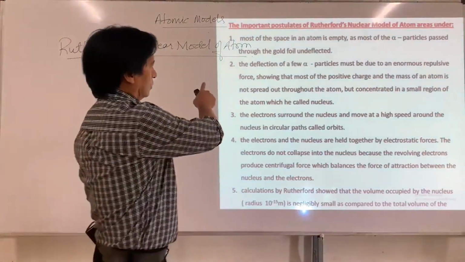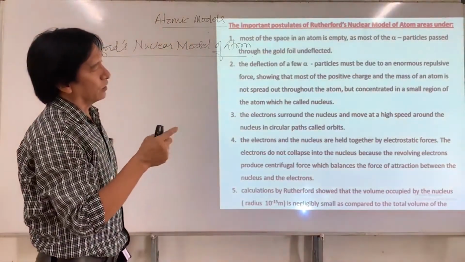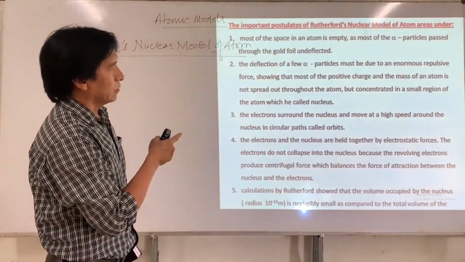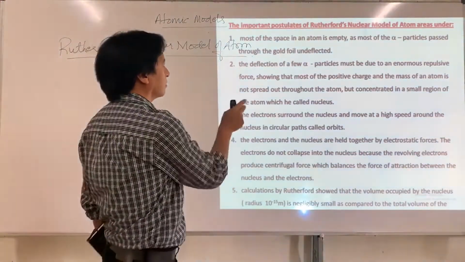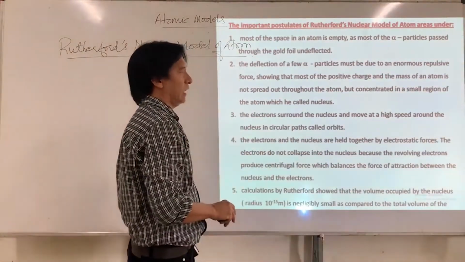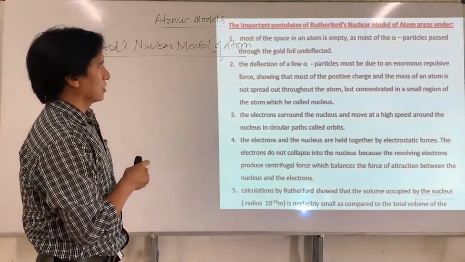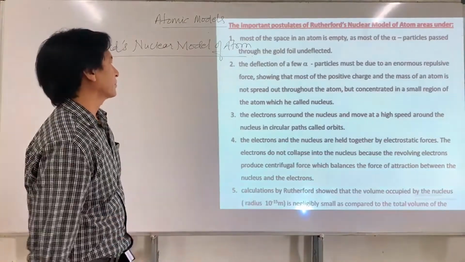The second postulate is, we saw that a few of these alpha particles got deflected through some angles, right? So the deflection of a few alpha particles must be due to an enormous repulsive force, showing that most of the positive charge and the mass of an atom is not spread throughout the atom, as was believed at that time, but concentrated in a small region of the atom, which he called the nucleus.